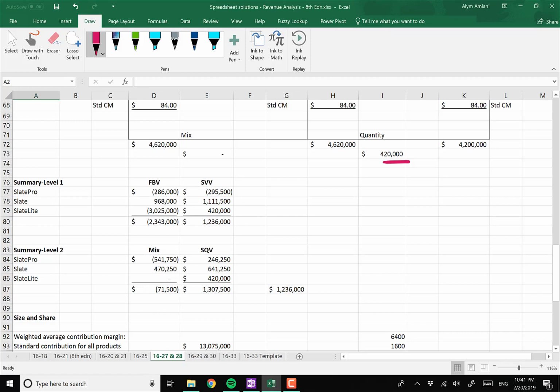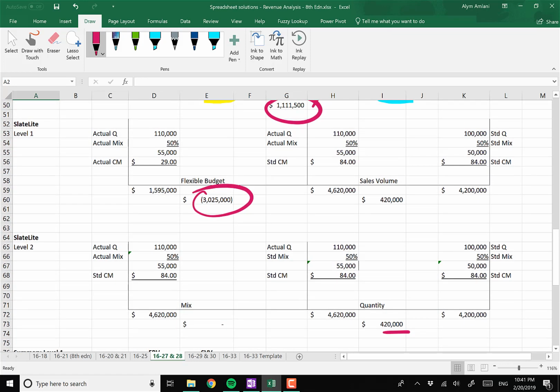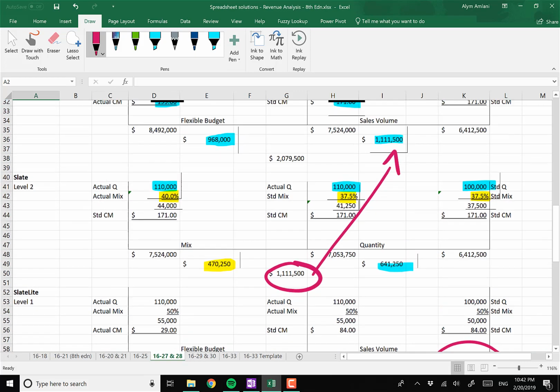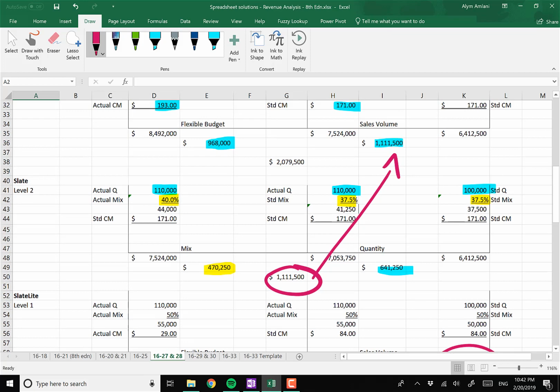I need to point out some key numbers here for us to be able to make that happen. I want you to notice here for Slate Light that down the far right post, so everything at standard, we would have expected a contribution margin of $4.2 million. That's at standard quantity, standard mix, and standard CM. Keep that number 4.2 million in mind. For the Slate, we were at $6,412,500. Again, we're on the far right post here.